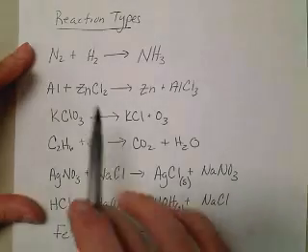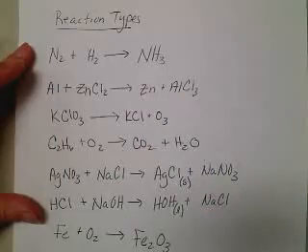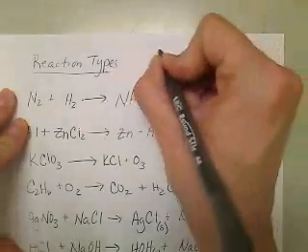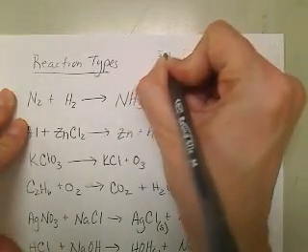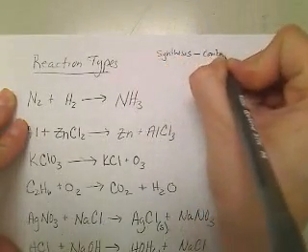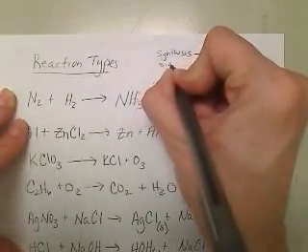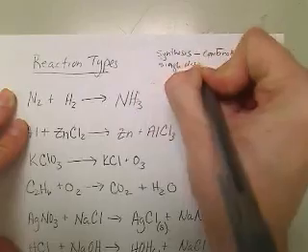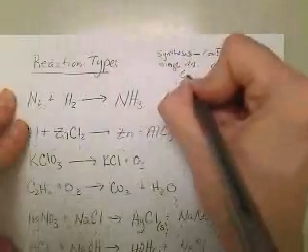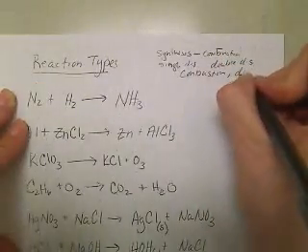Okay, so we're looking at this. We have to decide what type of reaction it is, okay? You know there's 5 different reaction types that we have, okay? So we're going to list these over here to the side. Move this over. You have synthesis. We also call this combination. You have single displacement. You have double displacement. We have combustion. And what else? One more. Oh, decomposition.